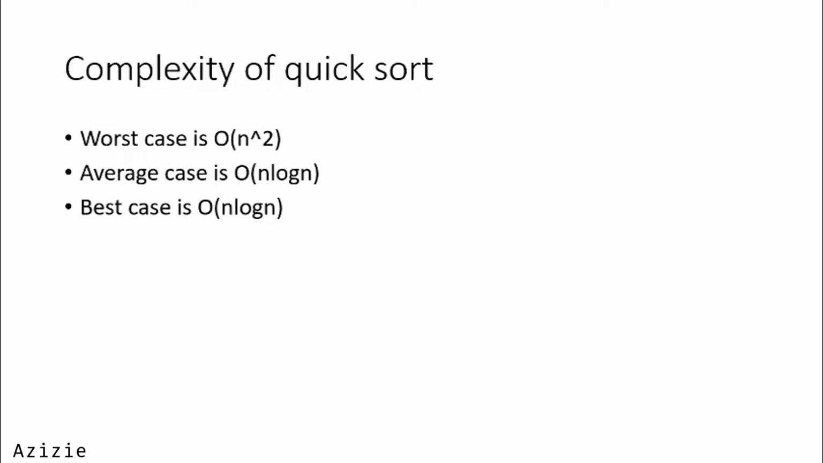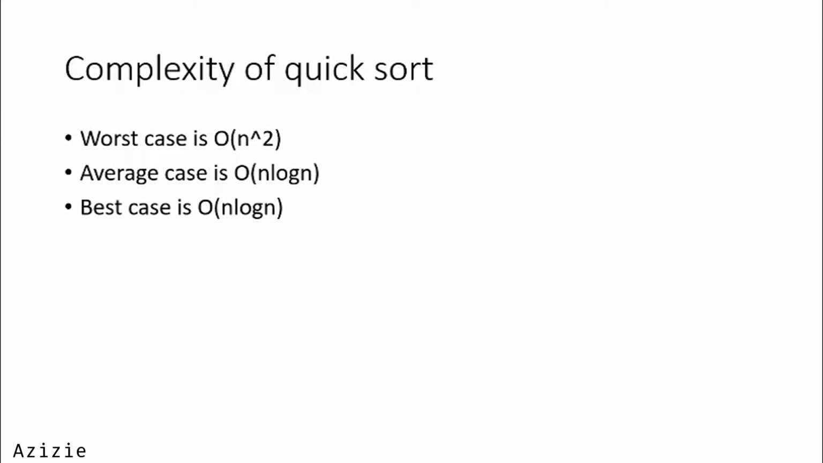For the average case, to do average case analysis, we need to consider all possible permutations of the array and calculate the time taken by every permutation, which doesn't look easy. For the best case, it will occur when the partition process always picks the middle element as pivot.